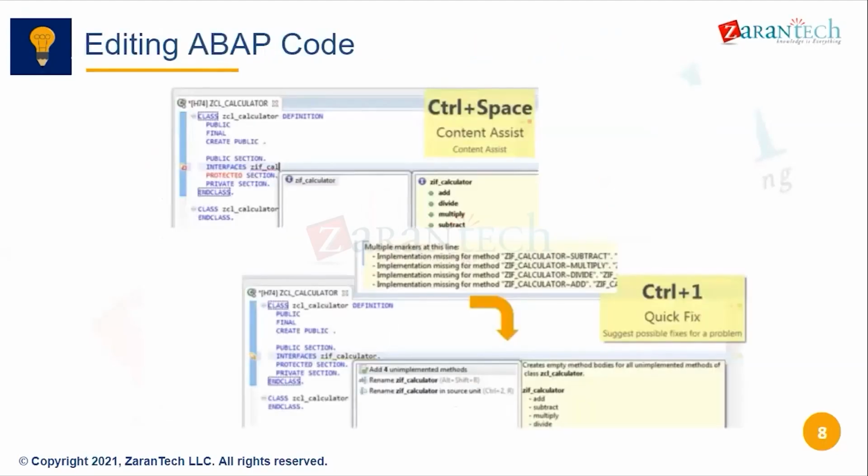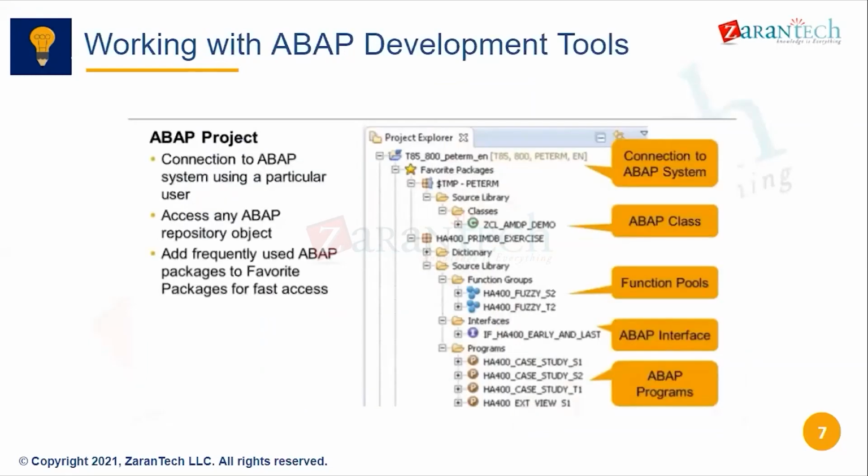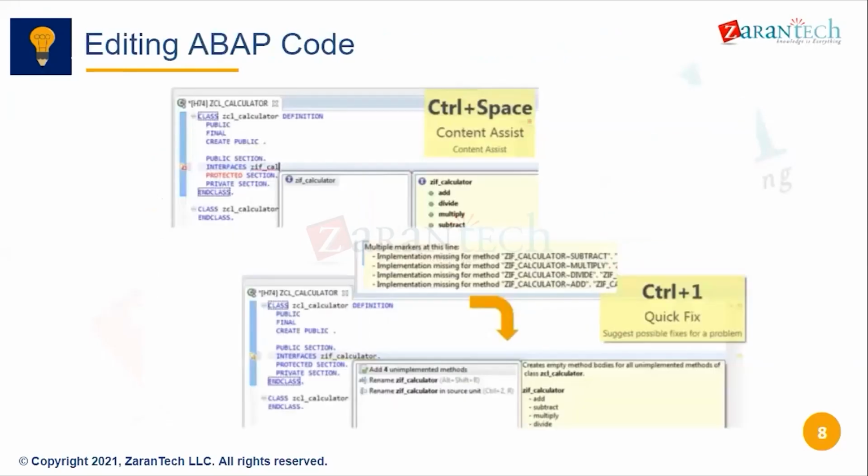So how can we edit this code? Let's say we have a sample program here, right? So here, HA400_CASE_STUDY_S1. This is a program we have inside our package, let's say, right? If I just double click on that, we'll be able to see this particular screen, right?